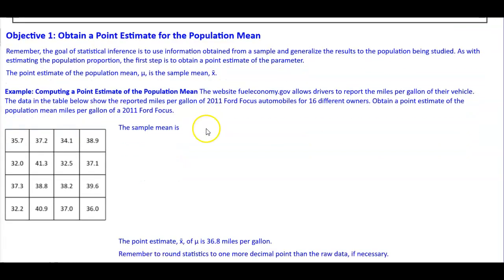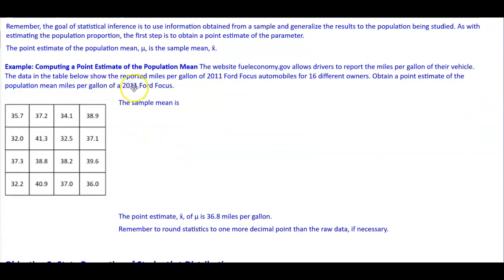Now, for example, computing a point estimate of the population mean. The website fueleconomy.gov allows drivers to report the miles per gallon of their vehicle. The data in the table below show the reported miles per gallon of 2011 Ford Focus automobiles for 16 different owners. We want to obtain a point estimate of the population mean miles per gallon of a 2011 Ford Focus.